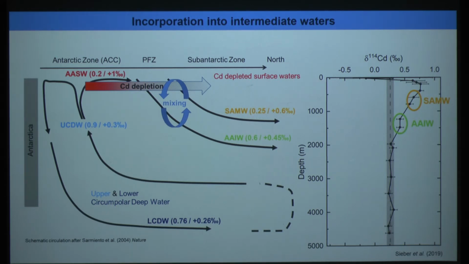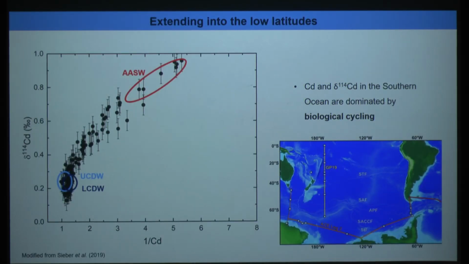But if you also consider that this is mostly lower circumpolar deep water, just by deriving water mass end members in the south, you can pretty much explain the whole profile here, which is pretty cool. So again, I'm going to show you this briefly on this mixing plot, isotopes against 1 over cadmium.